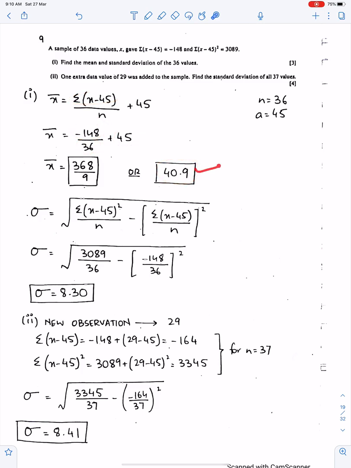This is the estimated answer, and this is the exact answer. Make sure you use this number in the later part. If you need to use it, then use this number. Don't use this number. Always use the exact value in later parts.